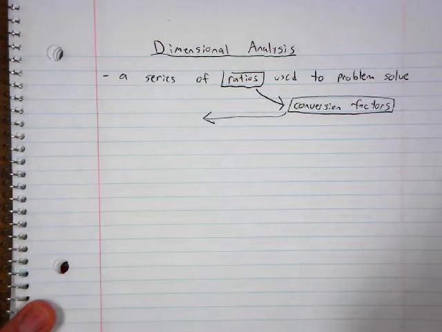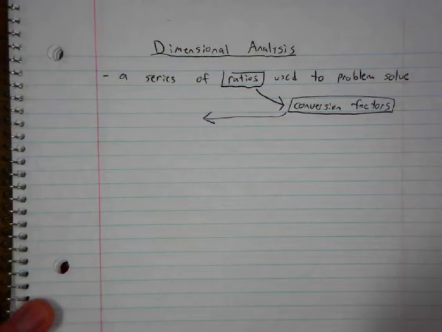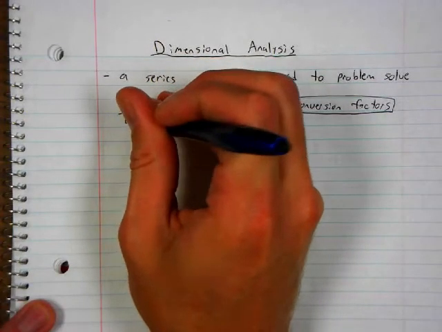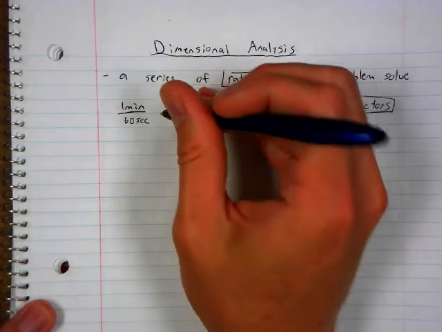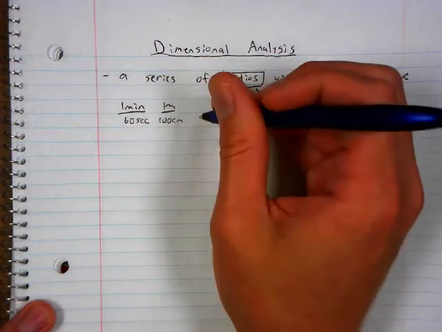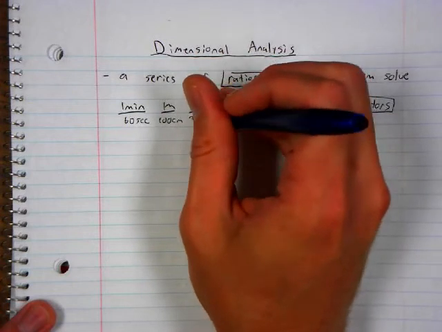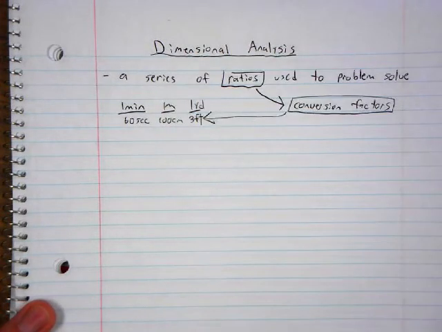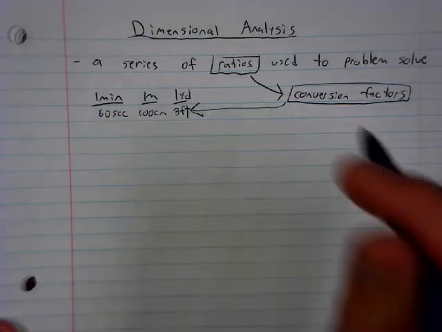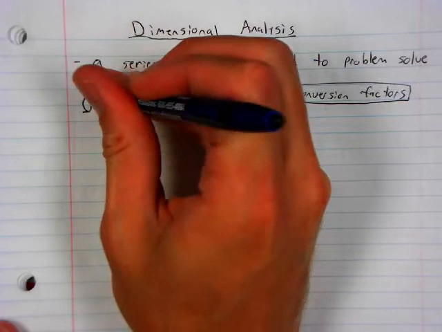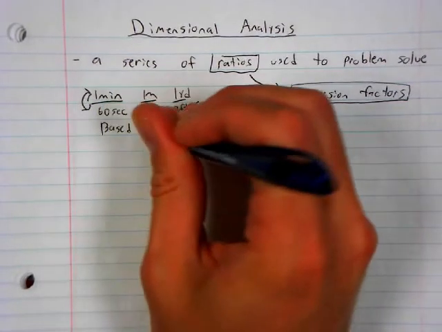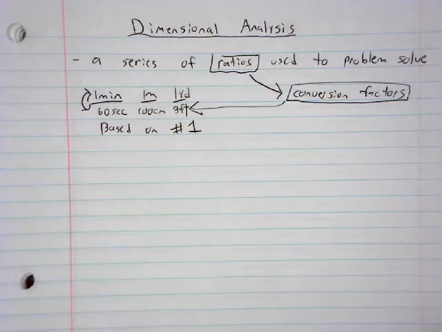Some popular conversion factors that you may know would be something like 1 minute is 60 seconds, or 1 meter is 100 centimeters, or 1 yard is 3 feet. And it doesn't matter which one's on the top, which one's on the bottom, but they are all, we'll write it down, based on the number 1.